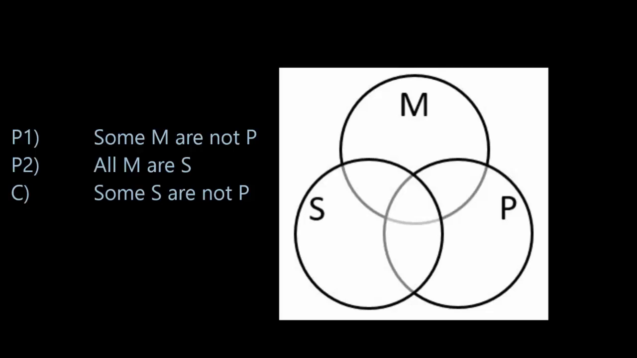All right, in diagramming this, hopefully what you noticed is that premise 2 is a universal proposition, which means that we have to shade. And we always do our shading before we place our X's. So the first step in this argument is to diagram the second premise, all M are S.